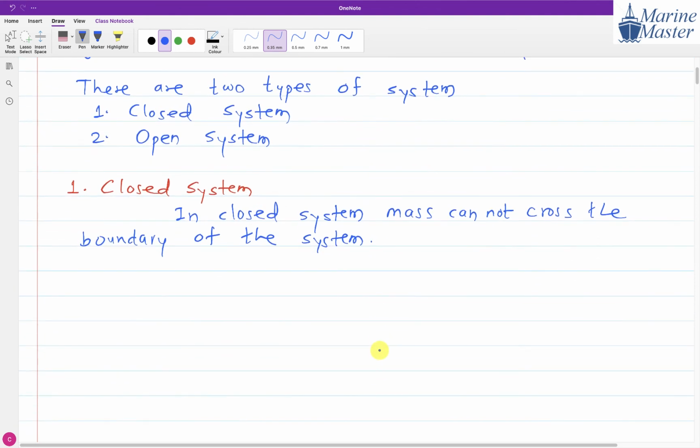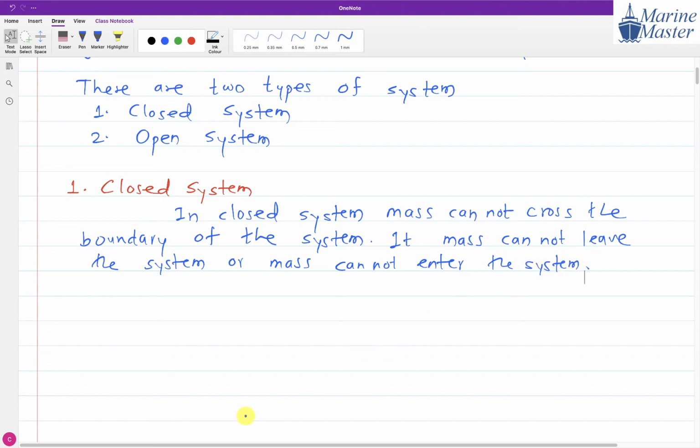What is the meaning of this? It means mass cannot leave the system or enter the system.